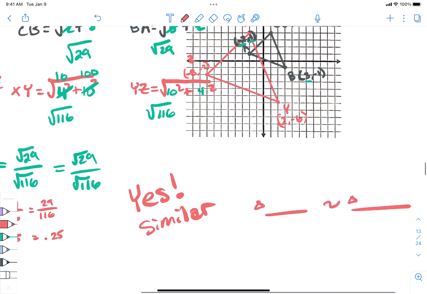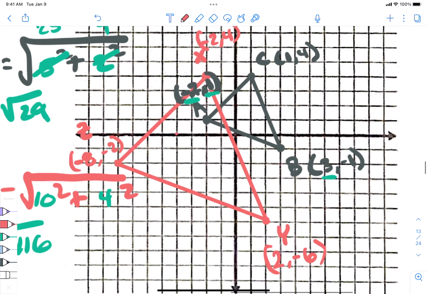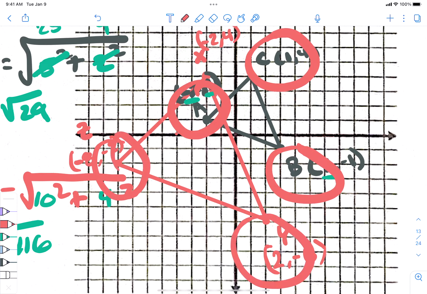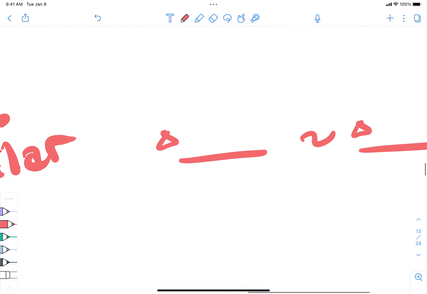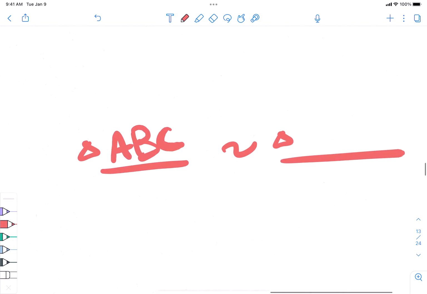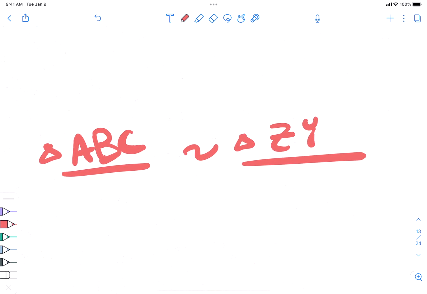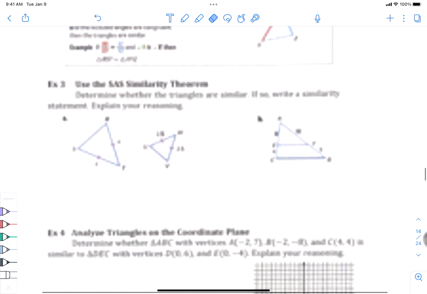What's similar to what? Okay, so A, if we go A, B, C, we would have to go Z, Y, X. Yeah, A, B, C, Z, Y, X. If you don't go A, B, C and you go C, B, A to begin with, that's fine. You would just have to go X, Y, Z or whatever, right? Okay? All right, backside. Let's answer some questions.